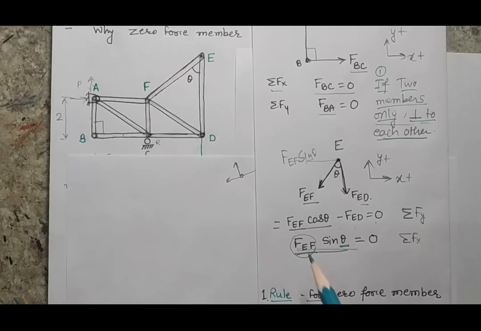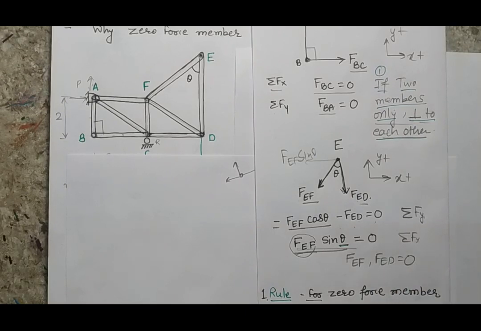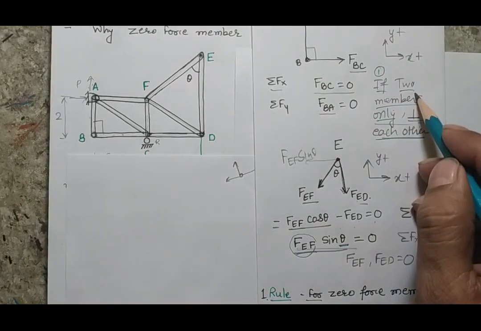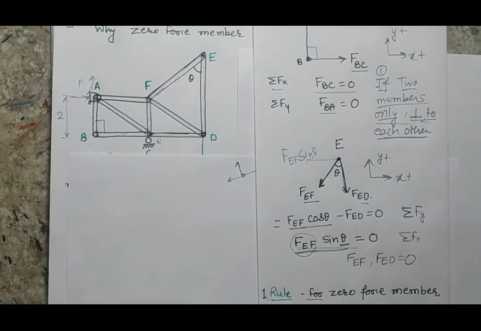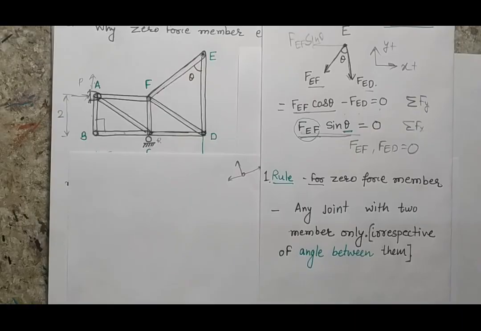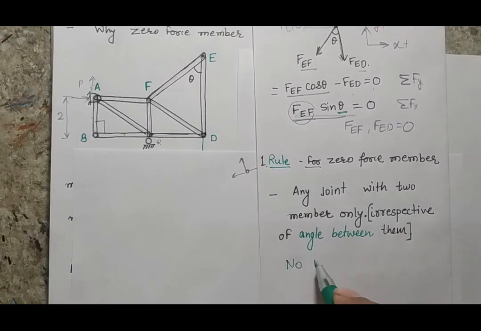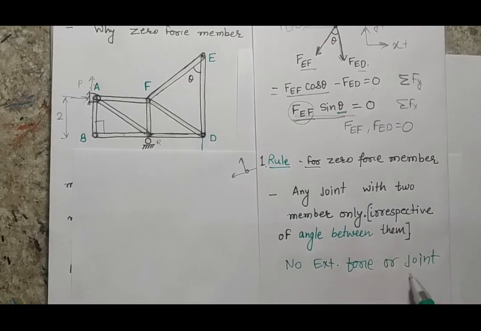When this force is 0 and I put the value in the other equation, the second force will also be 0. So I can conclude from this joint that the force EF as well as the force ED both will be 0. Now I have to modify my first rule, where I said that if the two members are perpendicular, then they are zero force members. Now I can say that irrespective of the angle, if the members are only two and there is no external force or load acting on the joint, then the two members will be zero force members.